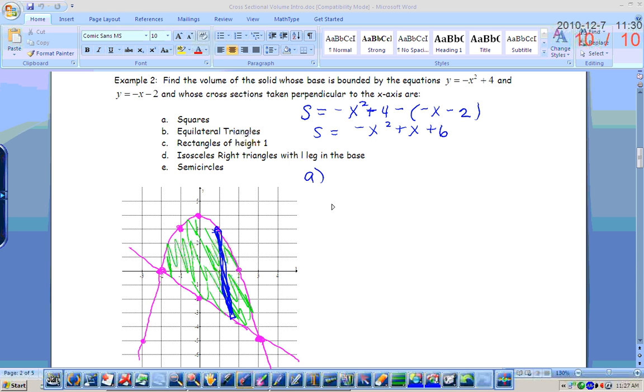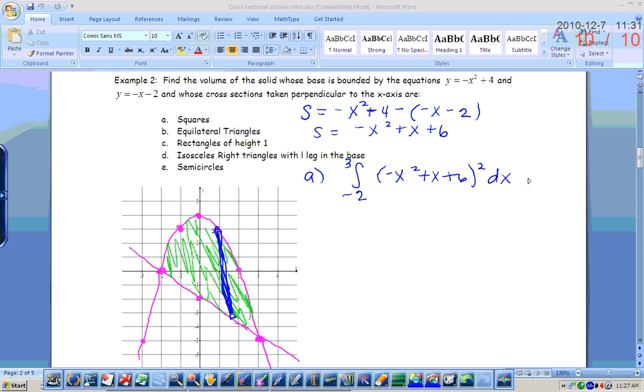All right, so if my cross sections are squares, then I'm going to integrate the area of a square, and the area of a square is just s squared. So negative x squared plus x plus 6, the quantity squared. And what are my limits of integration here? Smallest x to biggest x. Negative 2 to 3. Do you think those limits of integration are going to be the same for every one of these, A, B, C, D, and E? Yes, absolutely.